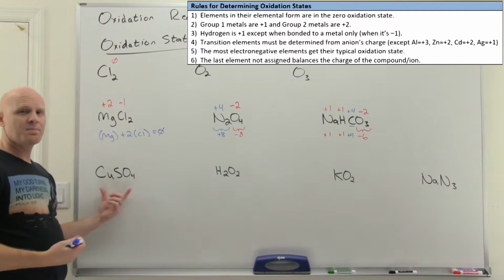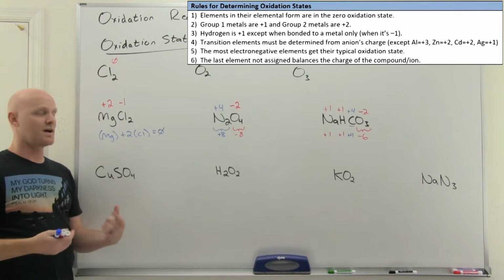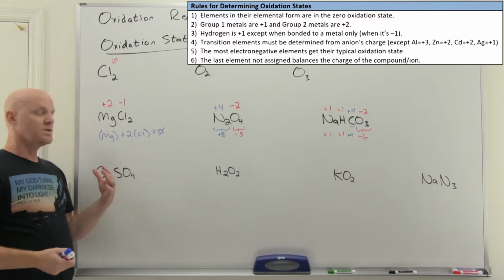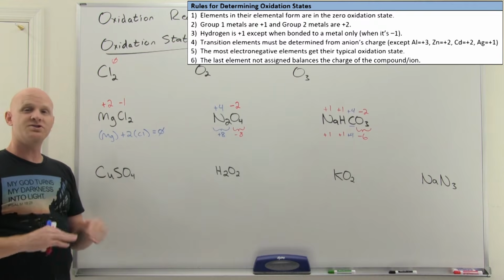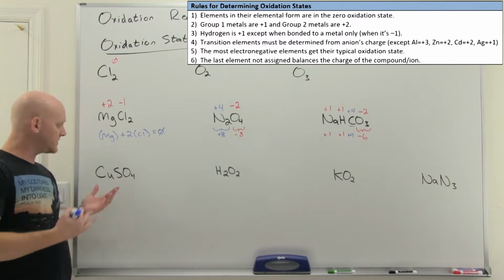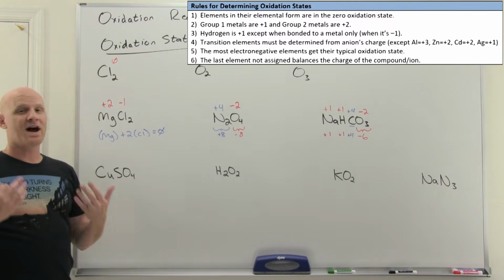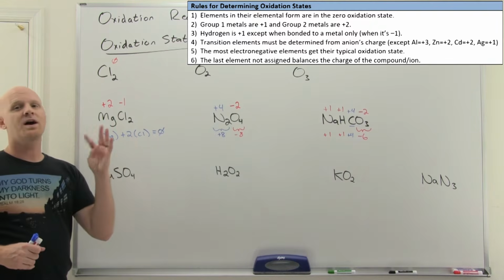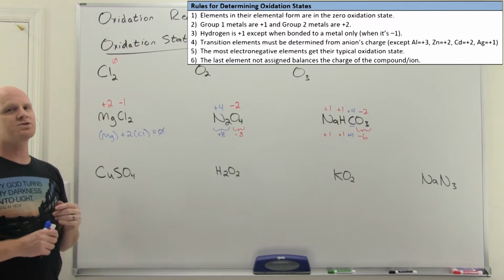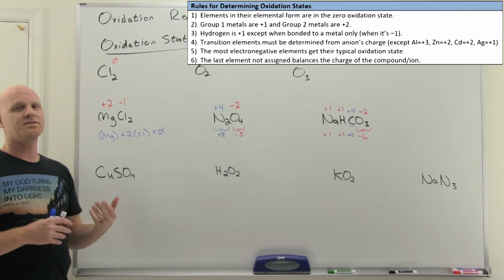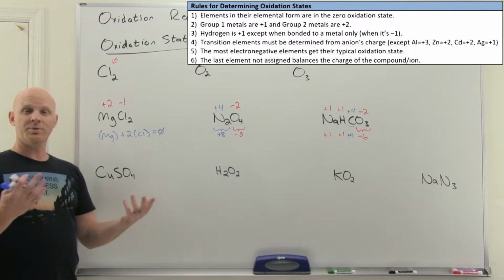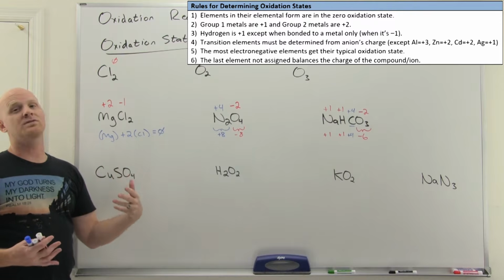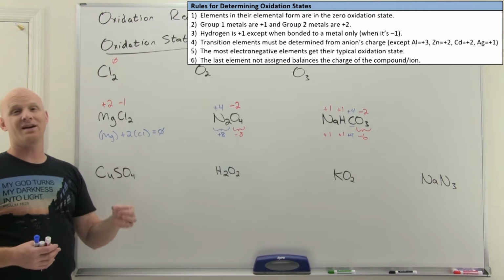All right, so here we've got copper sulfate. I wanted to make sure we did an example with a transition metal here. If we look at rule number 1, elements in their elemental form, skip. Rule number 2 deals with group 1 and 2 metals, don't have any. Rule number 3 deals with hydrogen, don't have any. So finally, rule number 4 deals with transition metals. And typically a transition metal as a cation is going to have variable charges, right?